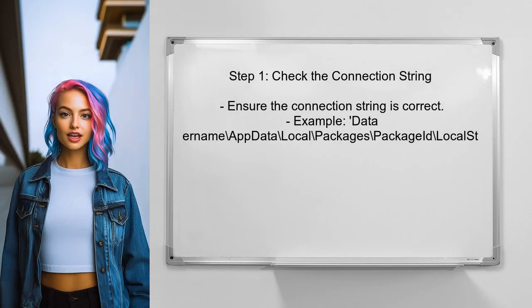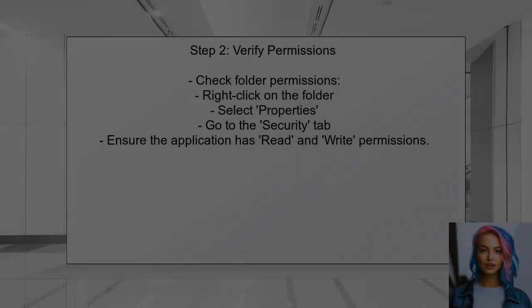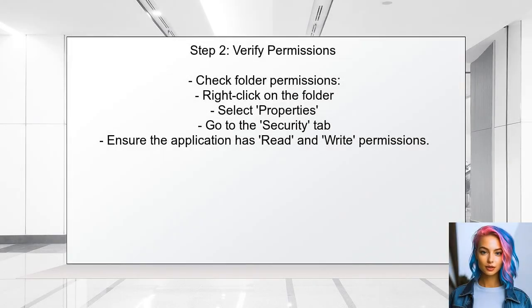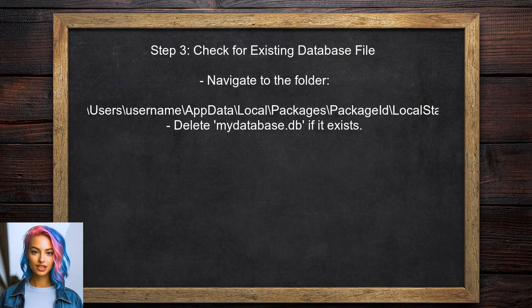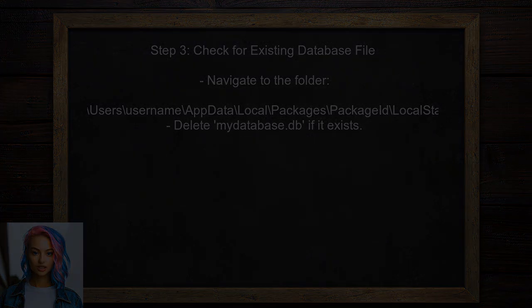To resolve the SQLite error 14, the user should first check the connection string in their application. This string specifies the path to the database file. Next, the user should verify that the application has the necessary permissions to access the directory where the database file is located. This is crucial for creating or opening the database. After confirming the permissions, the user should ensure that the database file does not already exist in the specified location. If it does, they may need to delete it manually before running the migration again.